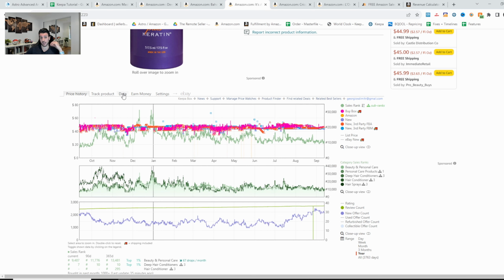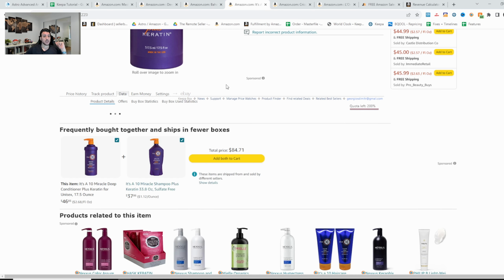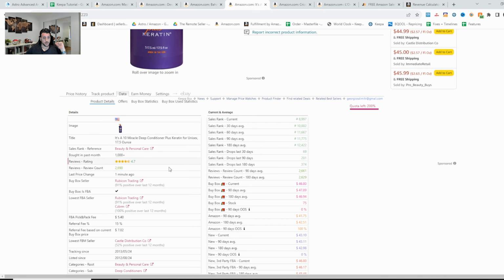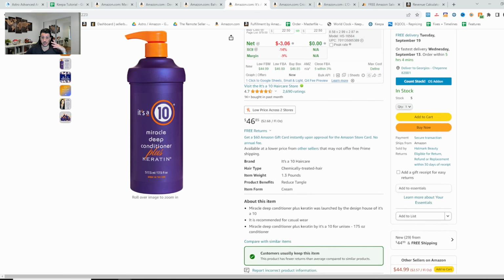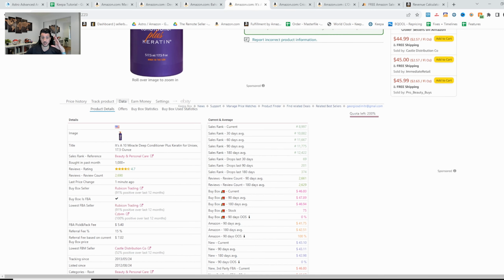So let's see the sales data. So head over to data. Okay, 1,000 plus. Now, this isn't part of a variation set. So we're going to talk about variation sets in a moment, but it is not part of a variation set. So it says 1,000 units per month. That is a high number, and it's justified because I can see the sales rank. It's currently at 8,197 BSR. And historically, it's at around that 10 or 11,000 mark, which is a very high amount of sales.